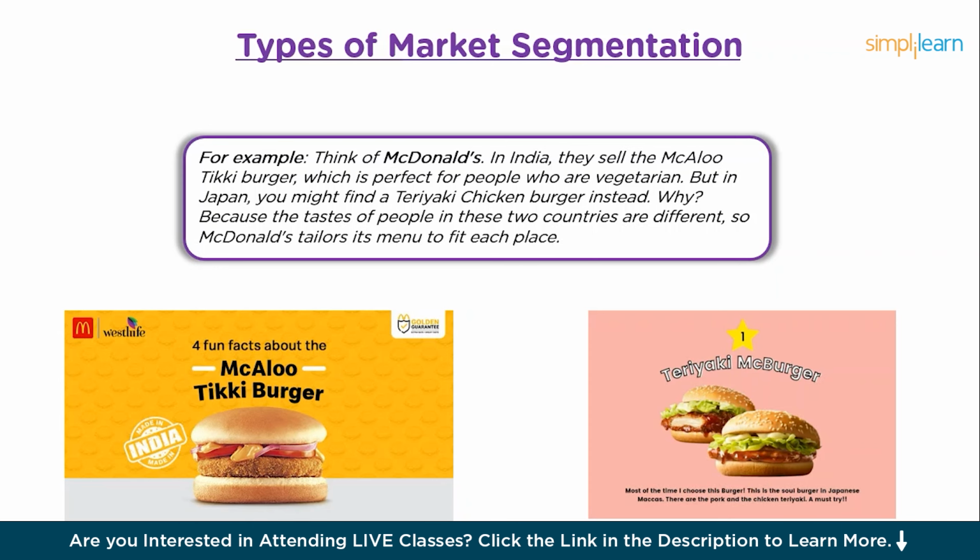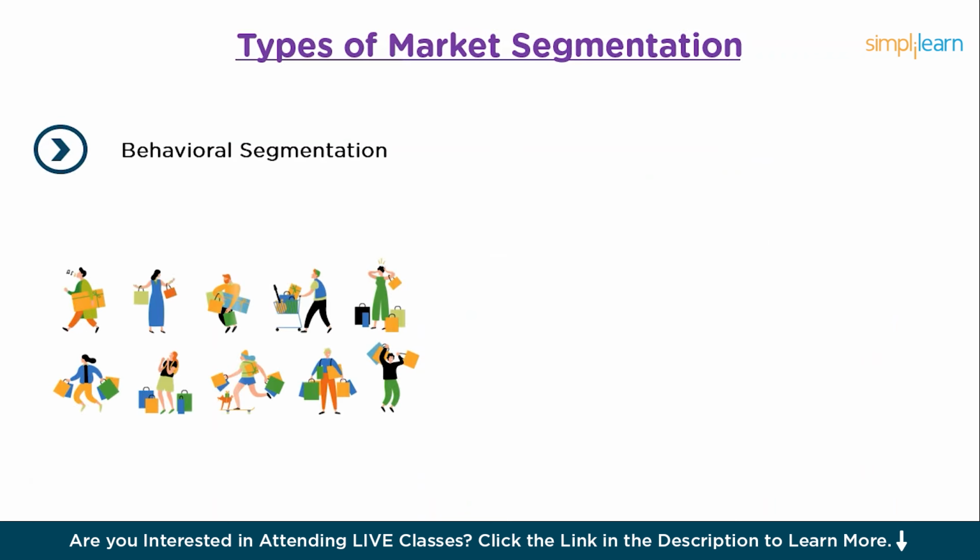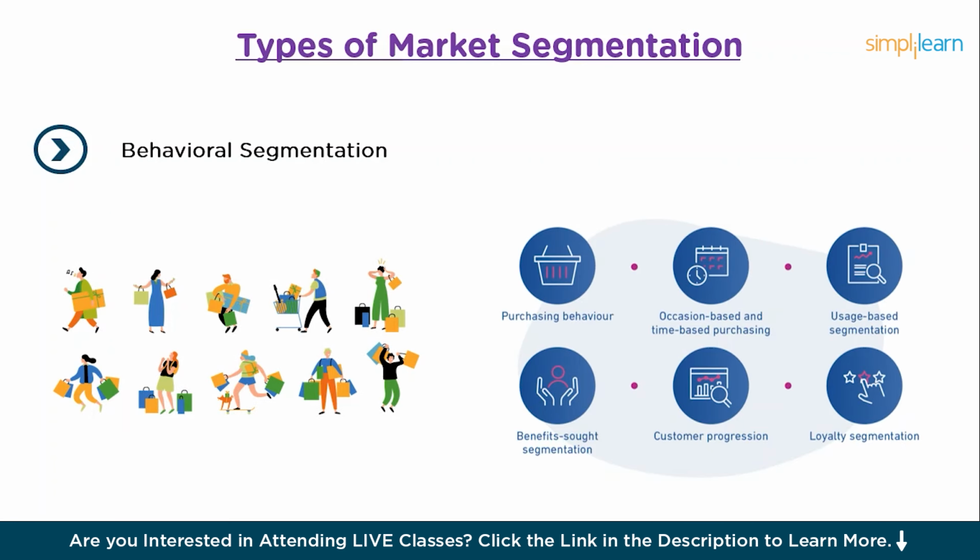So now that you've understood the geographic segmentation by this example, let's look at the third type of market segmentation, which is the behavioral segmentation. The behavioral segmentation looks at how people act, which is what they buy, how often they buy, whether they are loyal to the brand or not, and why they buy certain products only. So basically, they look at usage-based segmentation, loyalty segmentation, benefit-seeking segmentation, purchasing behavior, occasion-based and time-based purchasing, and the customer progression.